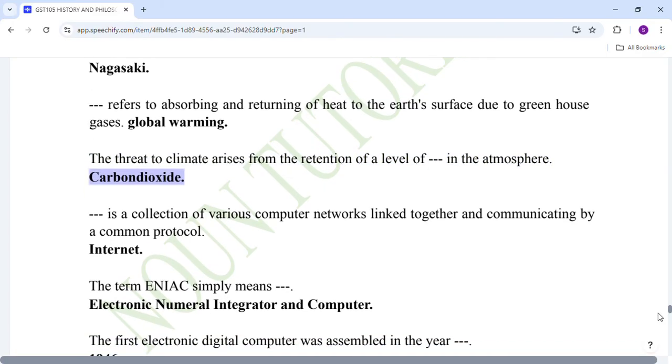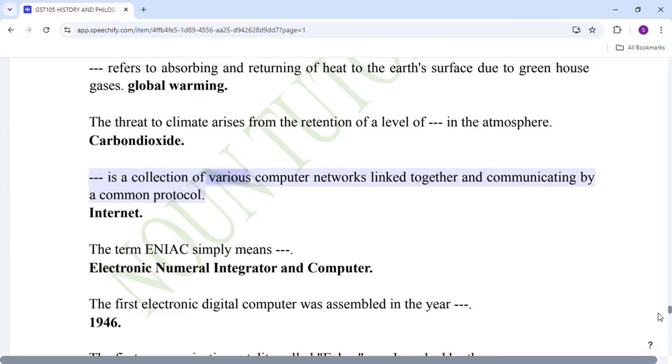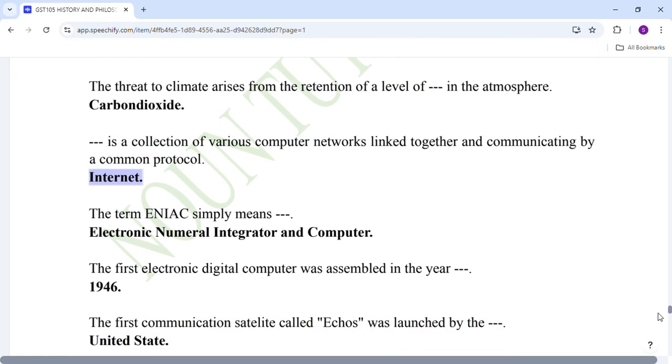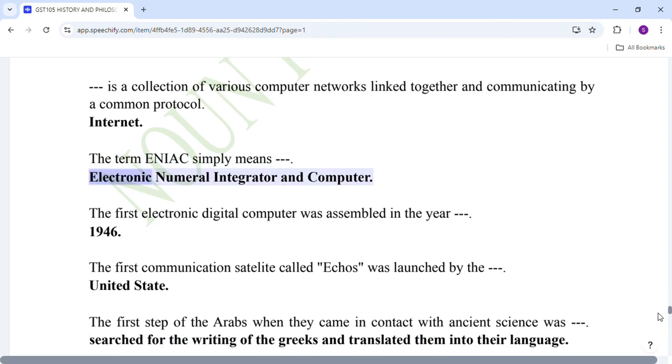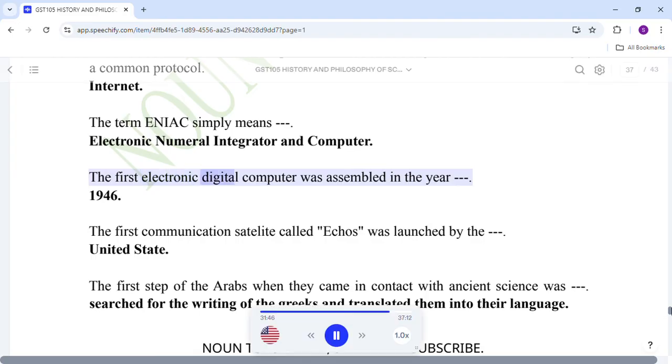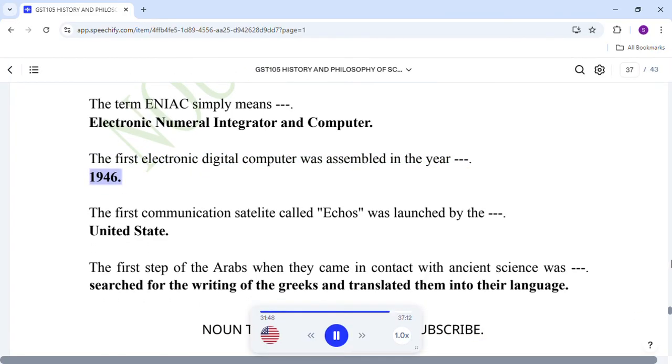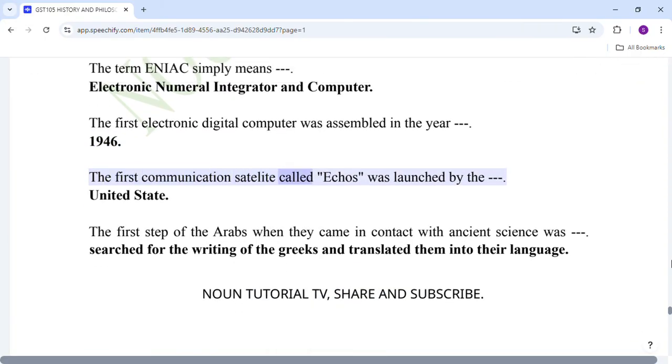Carbon dioxide. Dash is a collection of various computer networks linked together and communicating by a common protocol. Internet. The term ENIAC simply means dash dash. Electronic numerical integrator and computer. The first electronic digital computer was assembled in the year dash dash. 1946. The first communication satellite called Echo was launched by the dash dash.